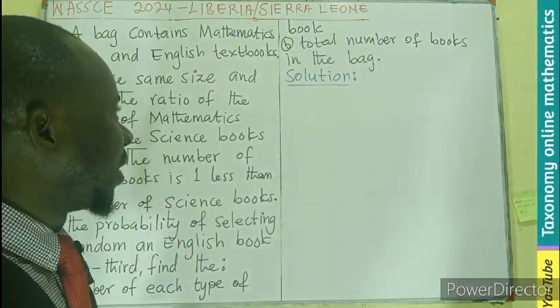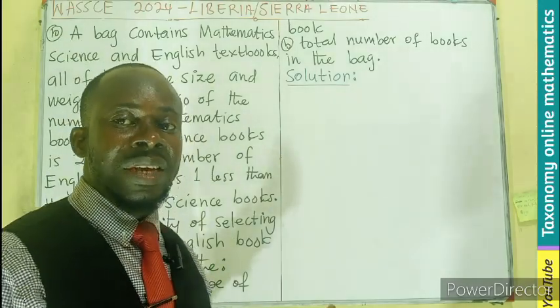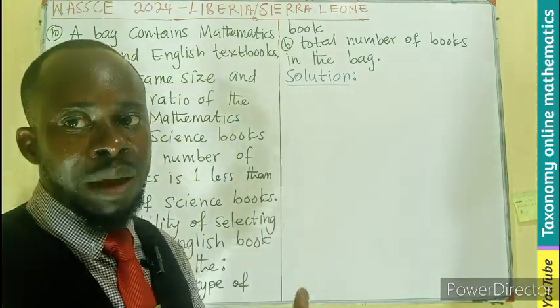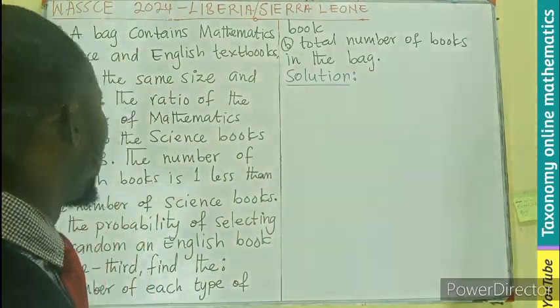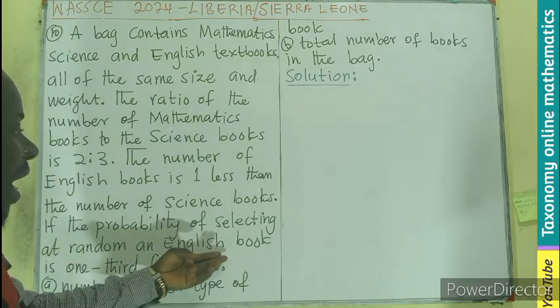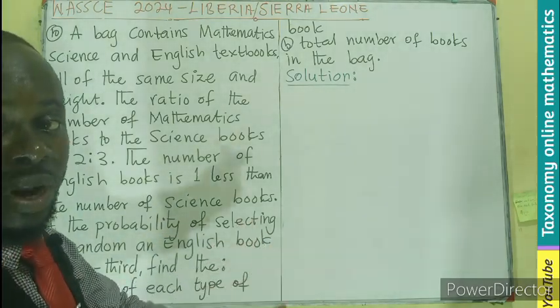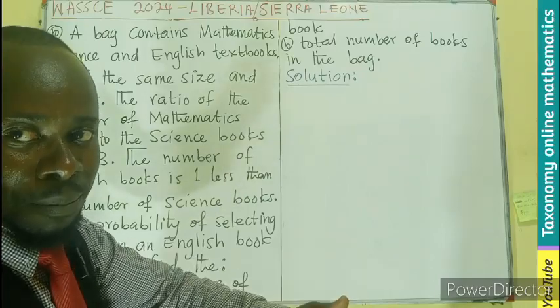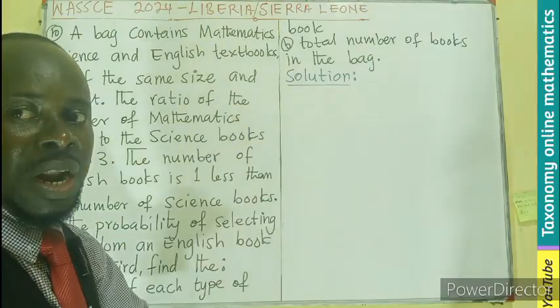So this is obviously a probability question that is employing ratio and proportion. First of all, before we can find the probability, we need to know the number of books for each of them. The number of books over the total number of books.